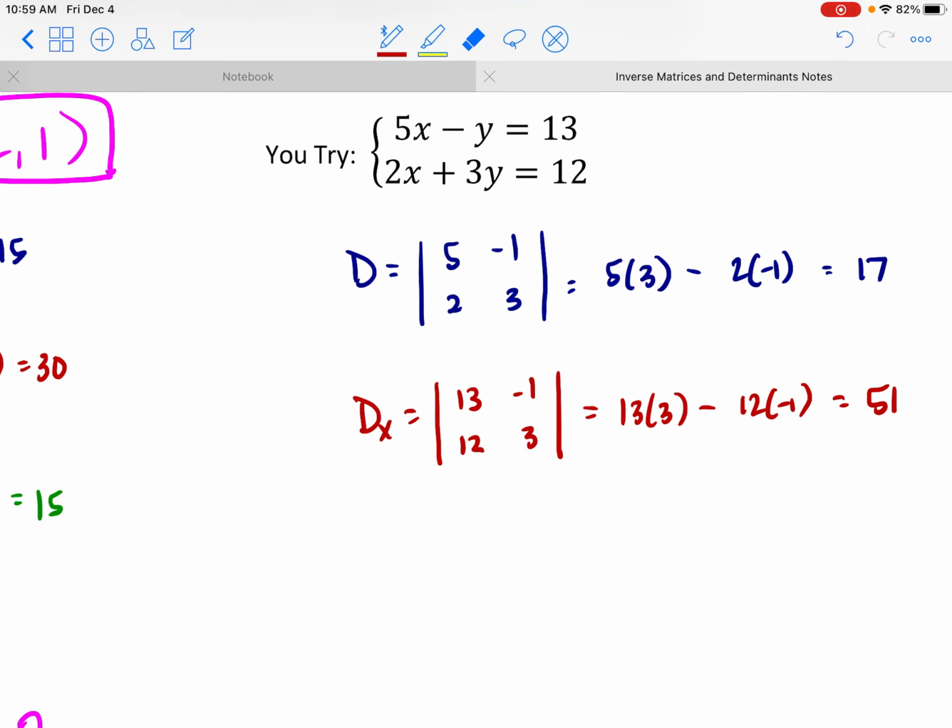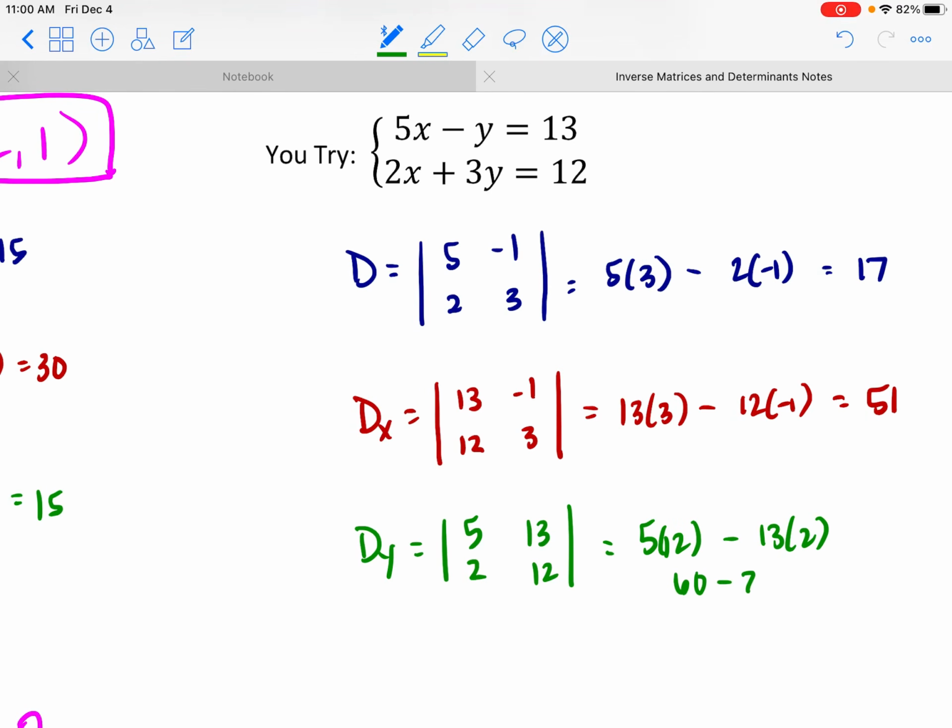51 there. And then our determinant for y, we're going to replace the coefficients of y with the constants, and we're going to keep the 5 and the 2. So 5 times 12, and 13 times 2, and then we subtract. So that's going to be 60 minus 26, which is going to be 34.